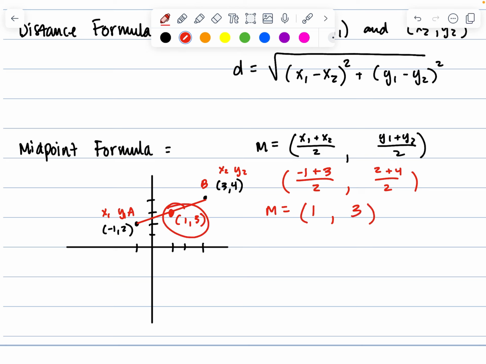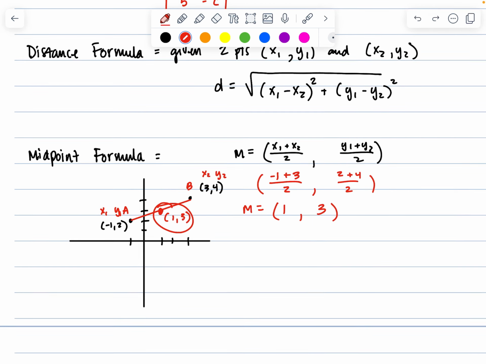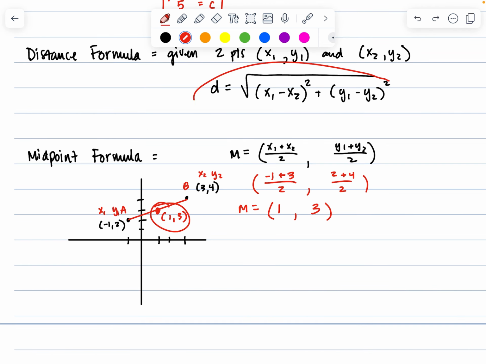Now, I don't want you to predict it. I want you to do the actual math for it, because this is definitive. This is for sure, okay? We'll get more practice with that and the distance formula in class.